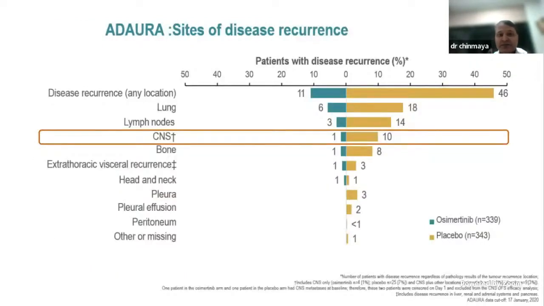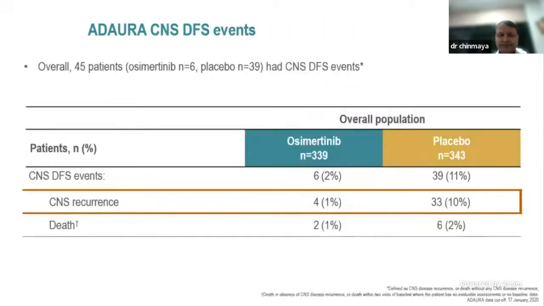Point number two. Point number three, if you see the site of recurrences, how the recurrence has been reduced. The percentage of recurrence is mostly reduced in CNS recurrences. In the placebo arm it is 10, but in the osimertinib arm it is 1. For recurrences of any location, they are significantly reduced, 46 versus 11, lung 18 versus 6, but significantly, like 90% of recurrences have been decreased at the CNS, and so also the bone and others.